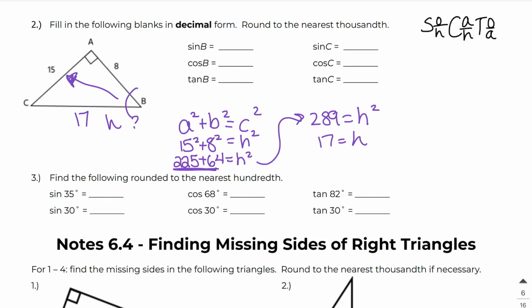The side that is labeled as 15 is opposite angle B, and the side that is next to angle B, the adjacent side, is side 8, because the 17 is also adjacent, but it is the hypotenuse. Sine of B would be opposite over hypotenuse. So here we know the opposite is 15, the hypotenuse is 17, so I'm going to do 15 over 17. But it says to figure out what this is in decimal form.